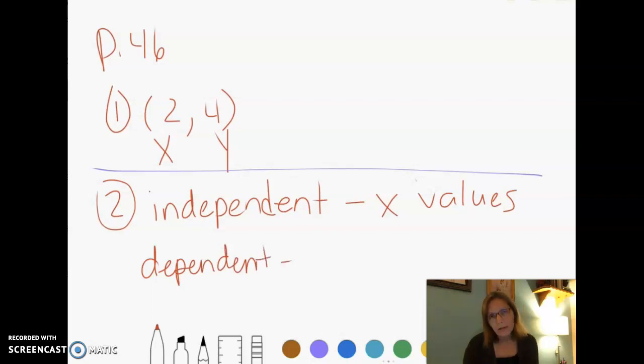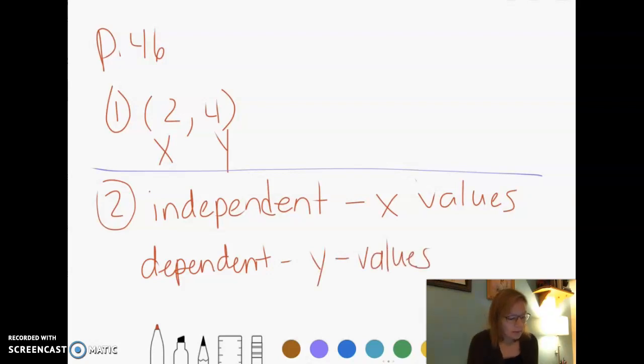And it's just like it sounds. The independent variables don't rely on anything. They kind of stand alone. They're independent. The dependent variables depend on the independent ones, on the x ones. So they're affected by the x's. Okay? So the dependent are the y values.